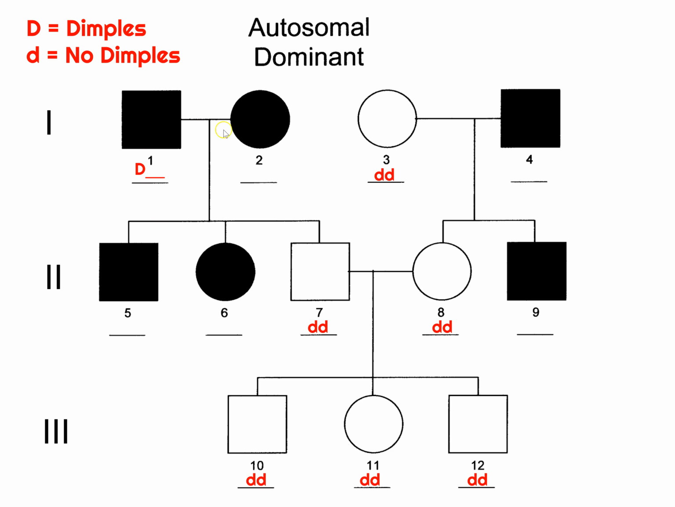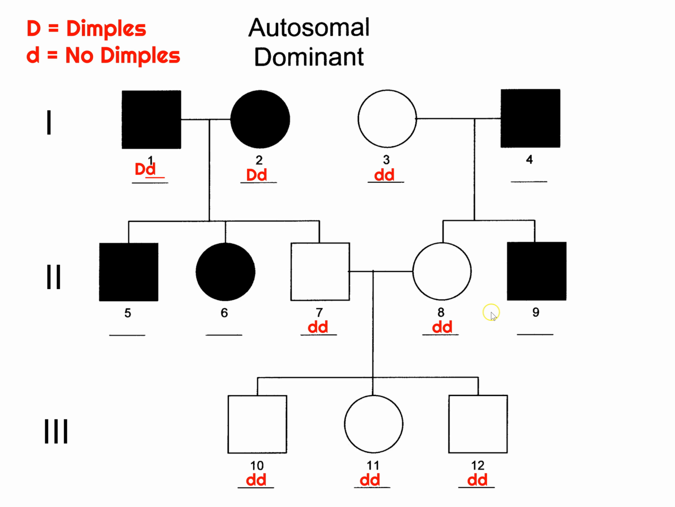Well, I have these two parents that are big D something, big D something. They have these three kids. Dimples, dimples. Uh-oh, look, no dimples. Since it has two little D's, I know that each parent had to have a little D. So I can put a big D, little D there, because they each had to give a little D to this child. Okay?